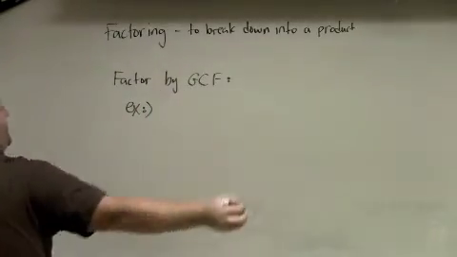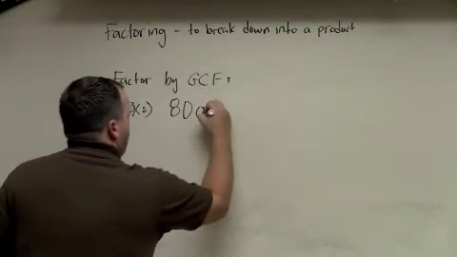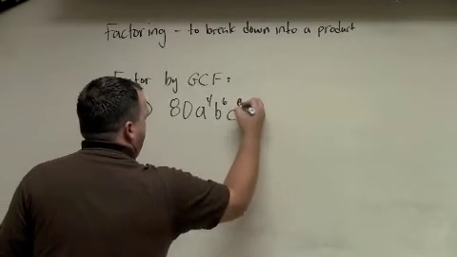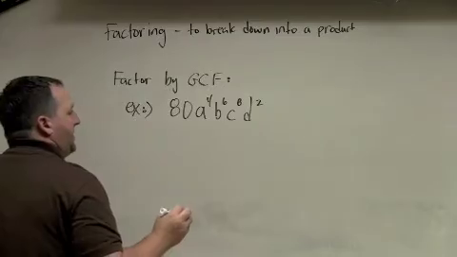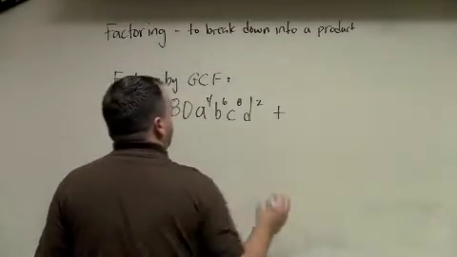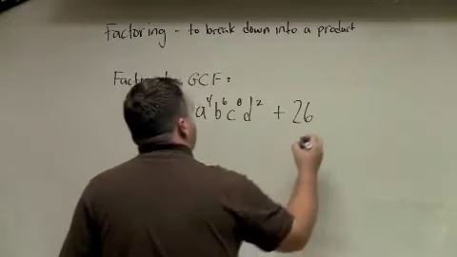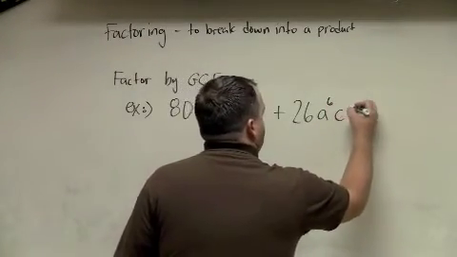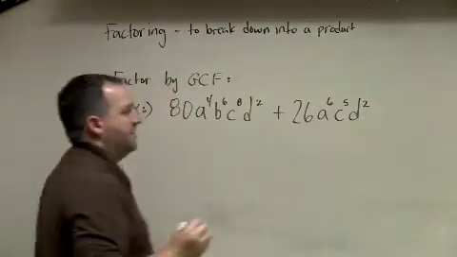Alright, so let's go with 80 A to the 4th, B to the 6th, C to the 8th, D to the 2nd. Okay? Plus 26 A to the 6th, C to the 5th, D to the 2nd. Okay?